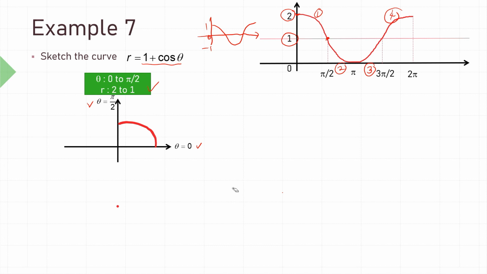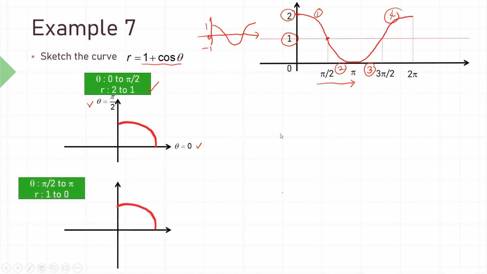So now we can go to the second part, which is from pi over 2 to pi. For theta from pi over 2 until pi, we know that the value of r, which is on the y-axis here, is 1 and then when theta is pi, it becomes 0. So from 1 to 0.